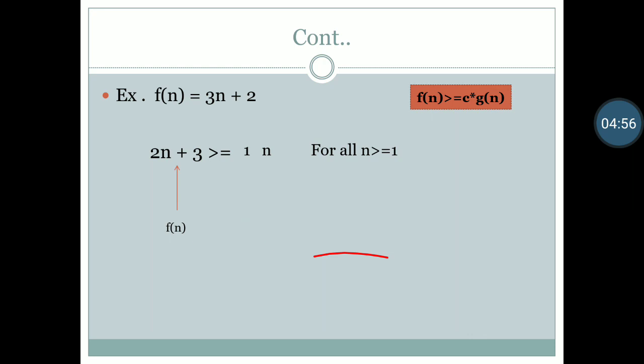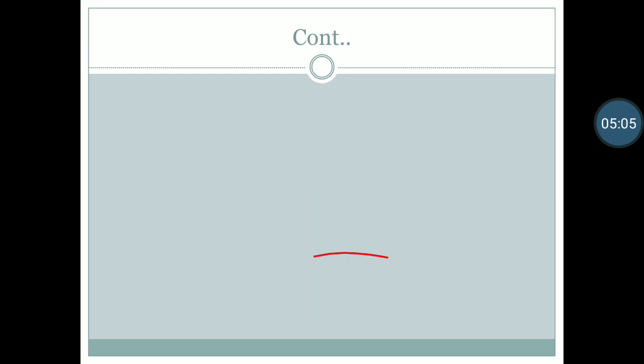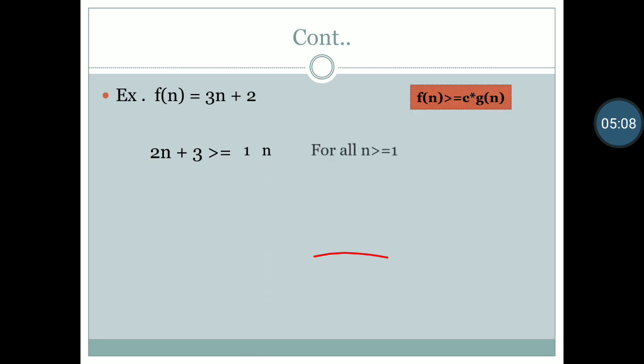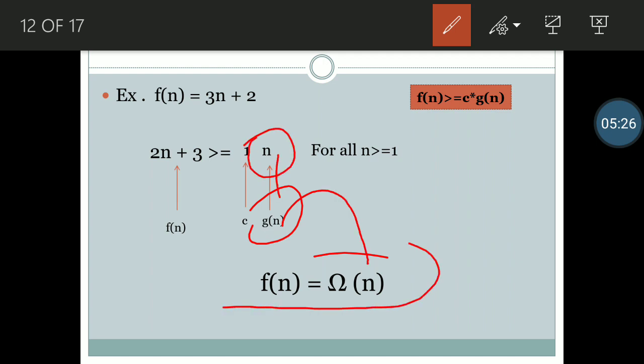From this definition, we can say the function is Ω(g(n)). Here our g(n) is n. So we can write f(n) = Ω(n). Again, understand why we write omega of n: because our g(n) is n. So f(n) = Ω(g(n)), and since g(n) is n, the function is Ω(n).